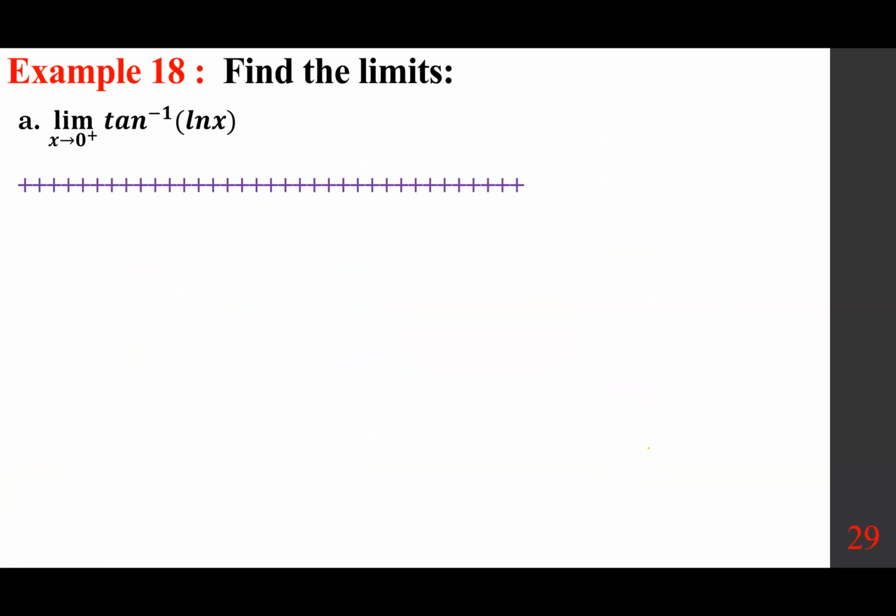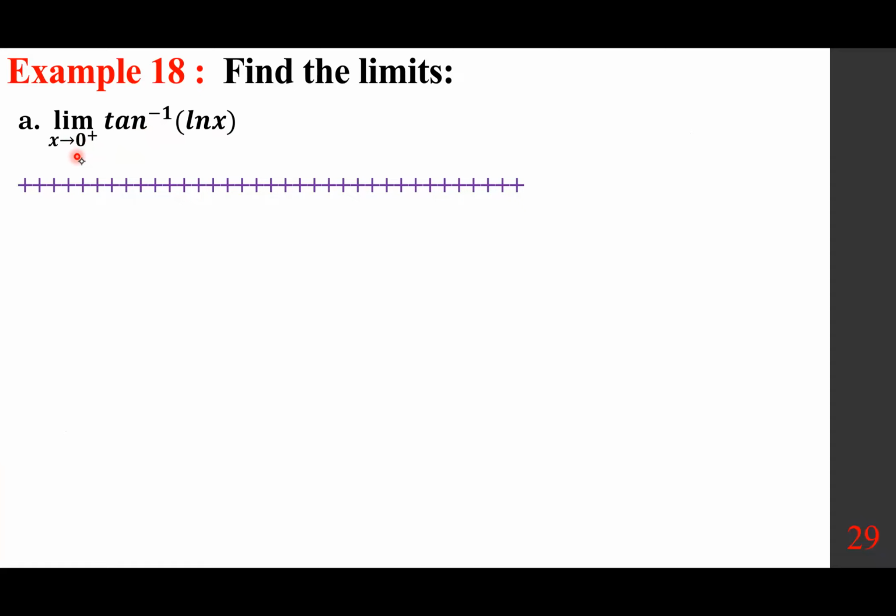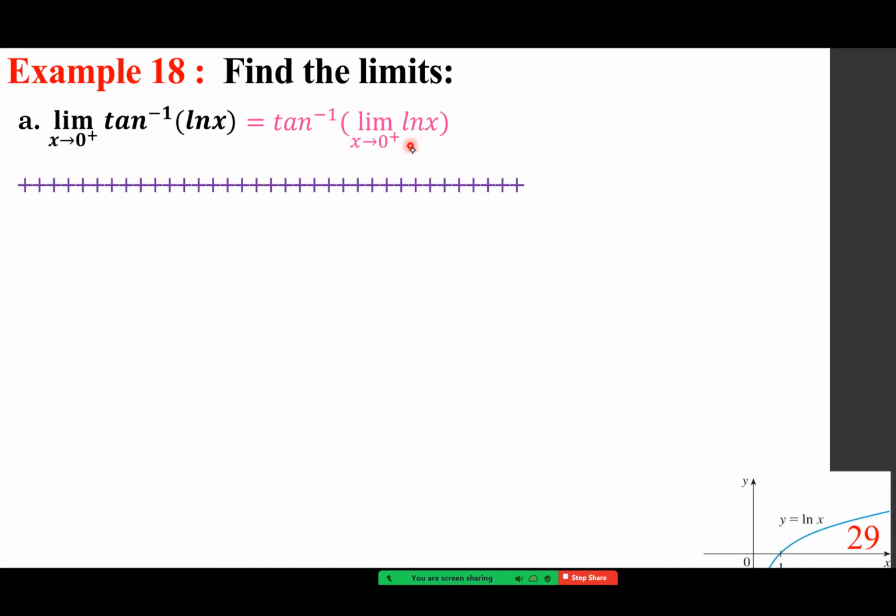Let's look at an interesting question. We are interested in finding the limit of tan inverse of ln x when x approaches 0 from the right. Well, because tan inverse and ln are both continuous functions, and the limit applies to x, we can interchange them and put the limit here in front of ln x. It makes no difference. And what is this? I hope you remember the graph.